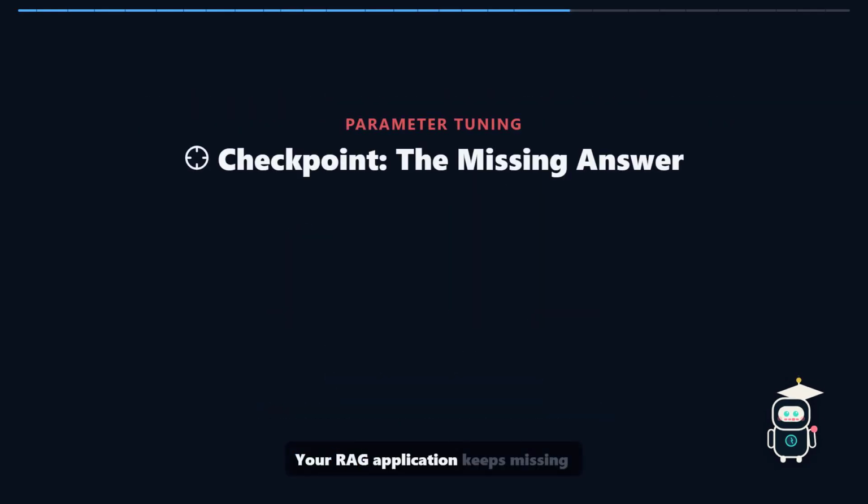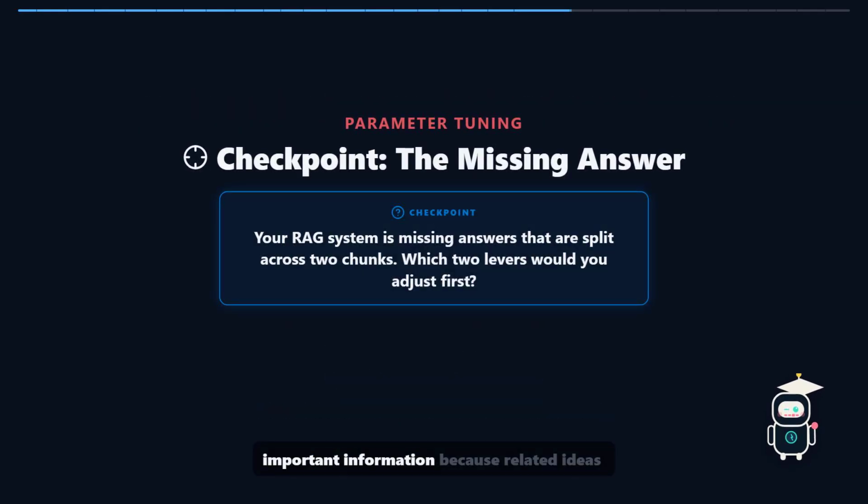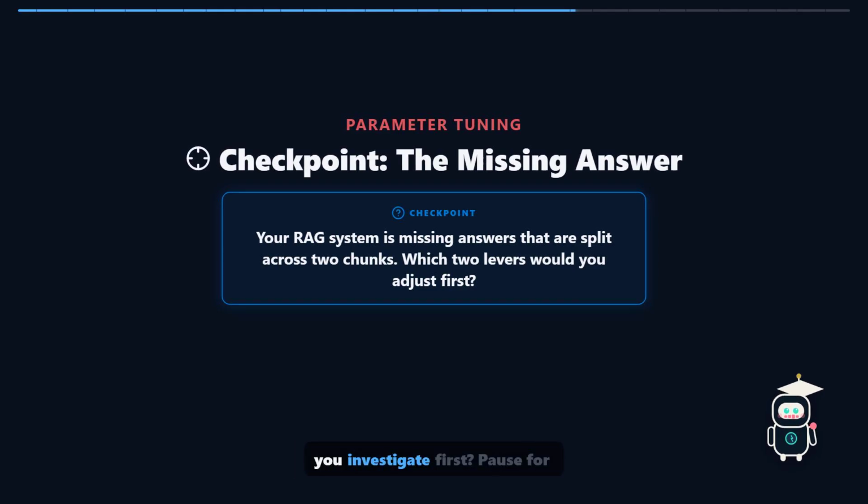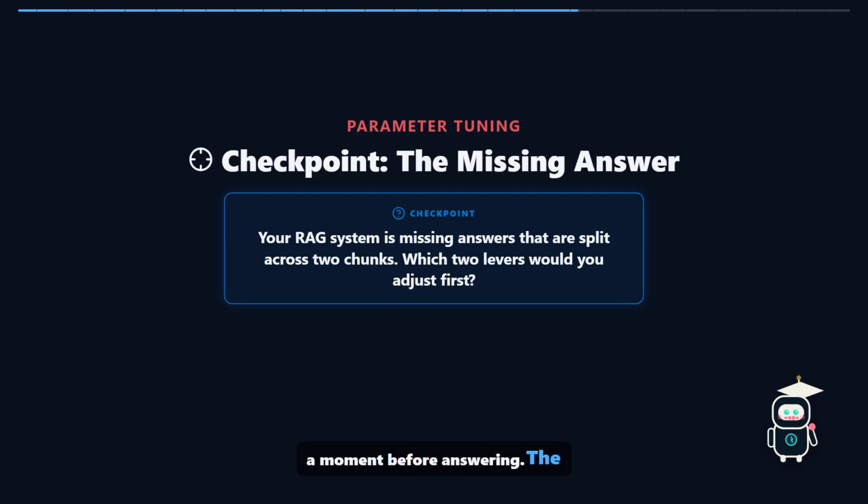Your RAG application keeps missing important information because related ideas are ending up in different chunks. Which two settings should you investigate first? Pause for a moment before answering. The answer is chunk size and overlap.